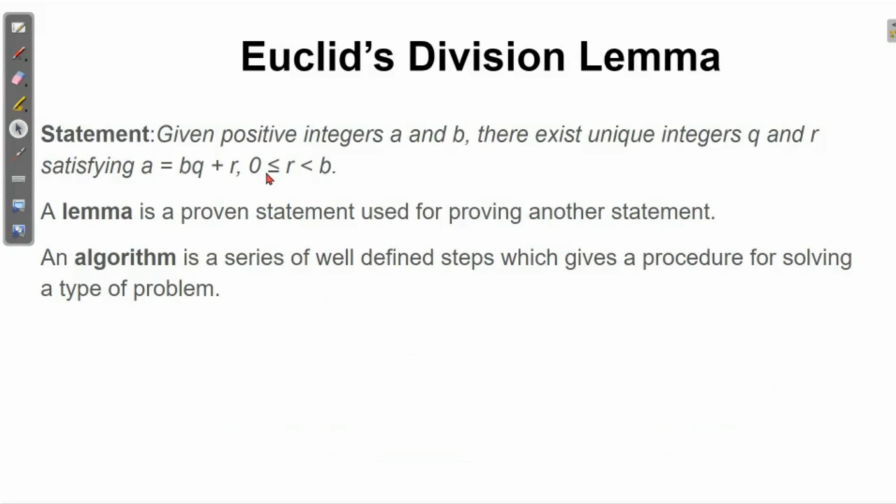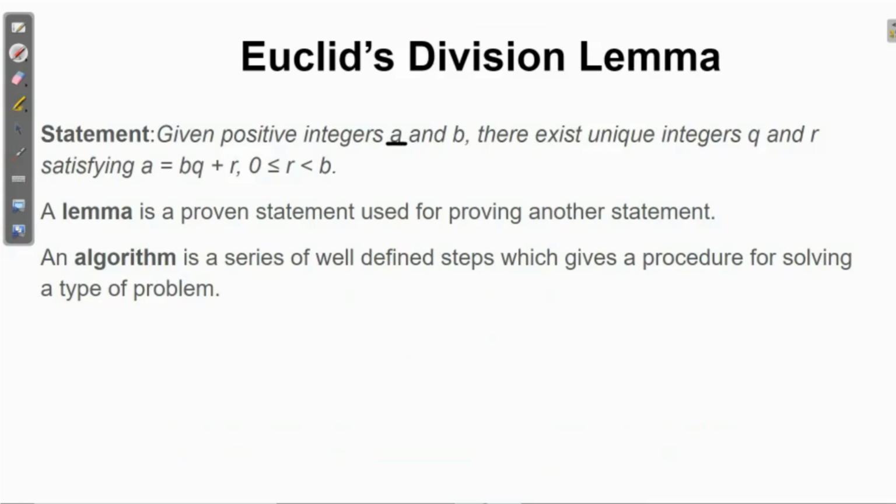Okay. So, according to Euclid's division lemma, given any positive integers a and b, there exist unique integers q and r satisfying the equation a is equal to bq plus r, where r is greater than or equal to 0 and less than b. What does it mean? See, you would have read a step for verifying if the division that you have performed is correct or wrong. It is the same thing.